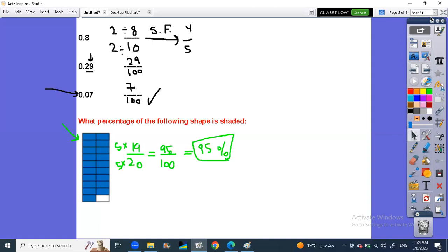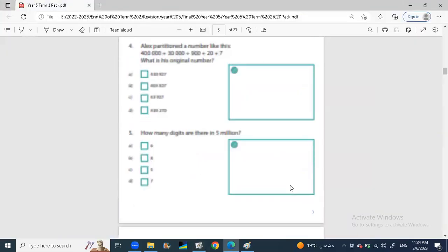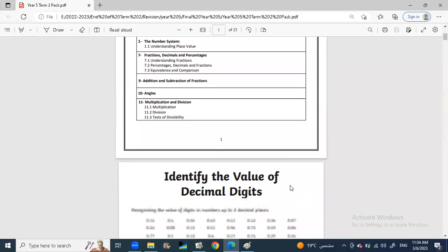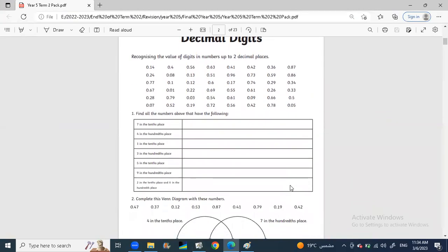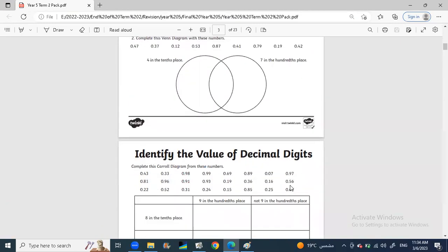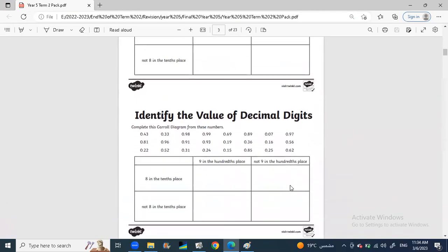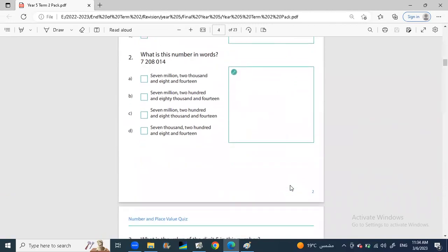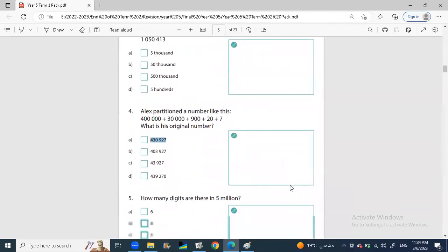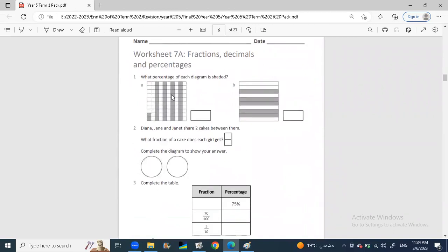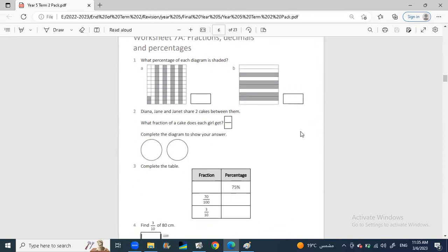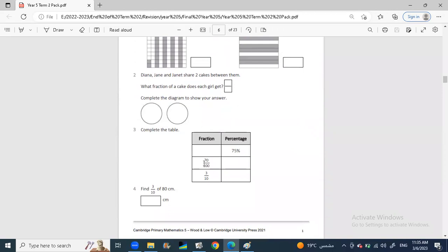Okay, let's now get back to the revision pack. And I'm going to go through it from the beginning. Page number 2 over here, we covered it in the video. We covered also page number 3. We covered pages number 4 and number 5. We covered also page number 6, converting this into a percentage by first making it as a fraction, then turning the fraction into a percentage. We covered everything over here.